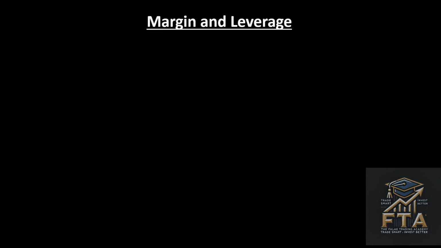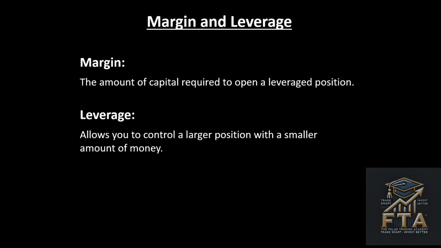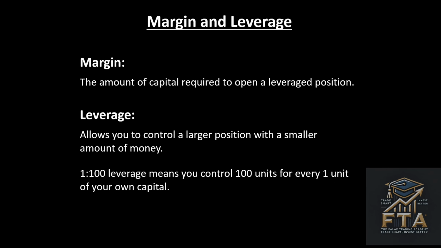Margin and leverage. Margin is the amount of capital required to open a leveraged position. Leverage allows you to control a larger position with a smaller amount of money. So you can have a 1-to-100 leverage, which means you control 100 units for every 1 unit of your own capital. So if you have £1 and you have a leverage of 1-to-100, effectively you're trading £100 with £1.